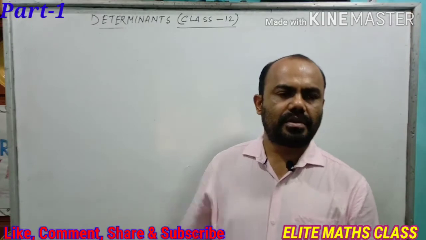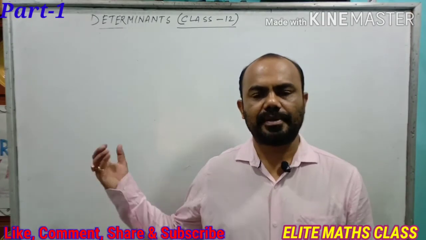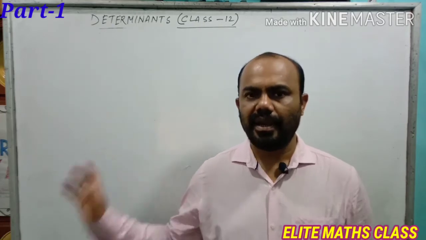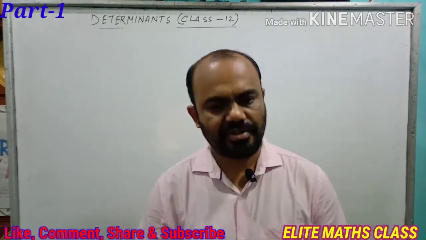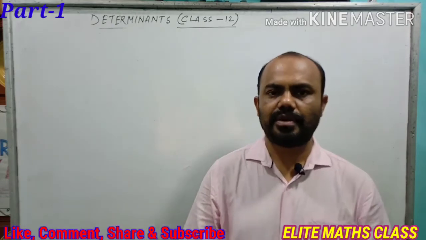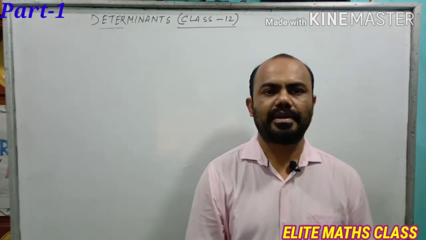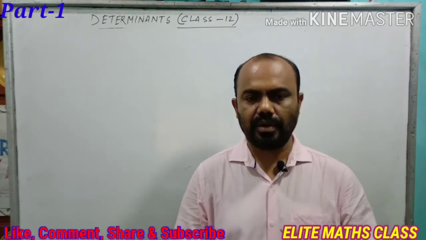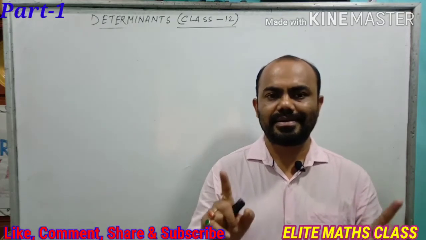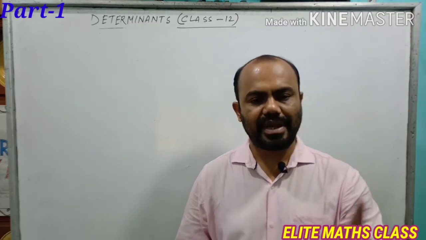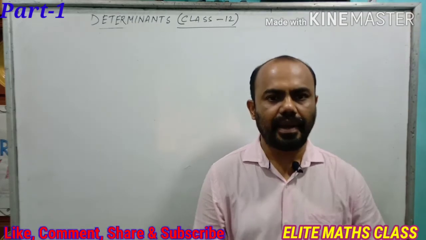Hope up to this all the concepts are clear: the order of a determinant, how to expand, and the rule of signs. These things you must always memorize and keep in mind, and also the process of expanding a determinant. Always remember there are 6 ways to expand a determinant of order 3 by 3, and you should choose the row or column in which the maximum number of zeros are there.